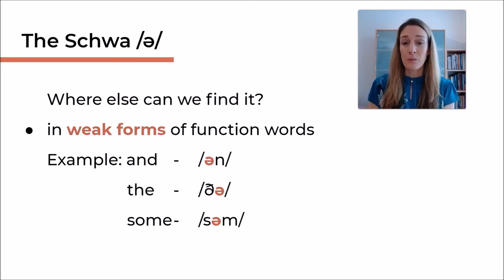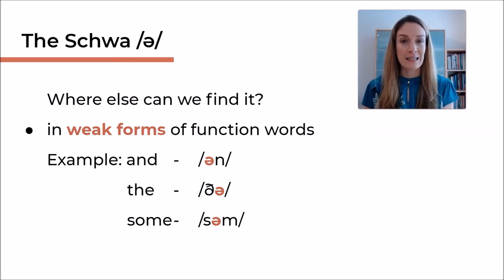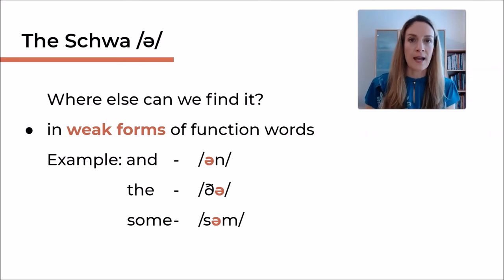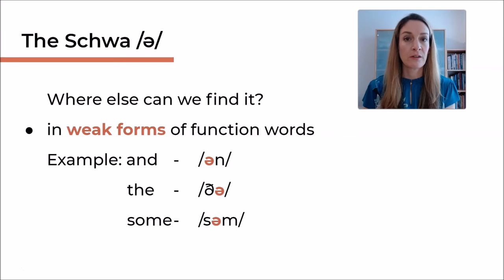Okay, where else can we find the schwa? It's also present in weak forms of function words. And if you want to find out a little bit more about weak forms, please do come back for my next video next week. It'll be all about weak forms and vowel reduction. So here is an example. The word and in its weak form when we speak at natural speed becomes un. For example, fish and chips. It's not fish and chips, an. The weak form of and.